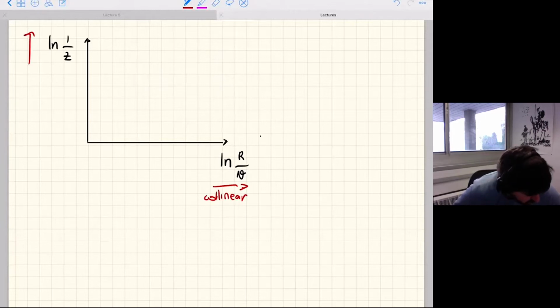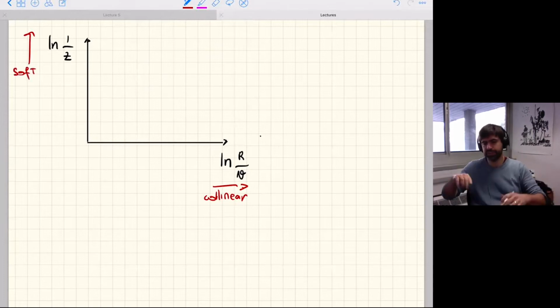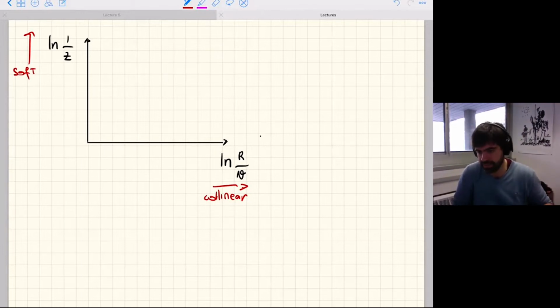And if I go soft, I'm going in this direction. This is one version of the Lund plane. Of course, any change of variable, many times we use instead of z, kt, the transverse momentum with respect to the jet, but it's just a change. At this point, it's just a change of coordinates.